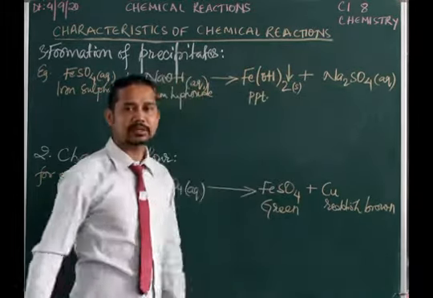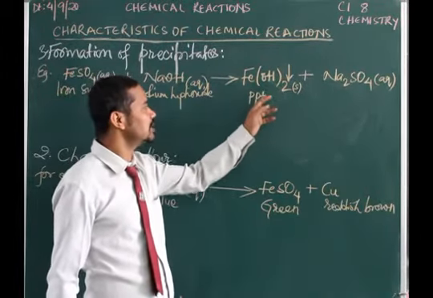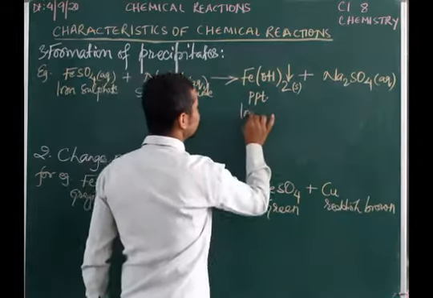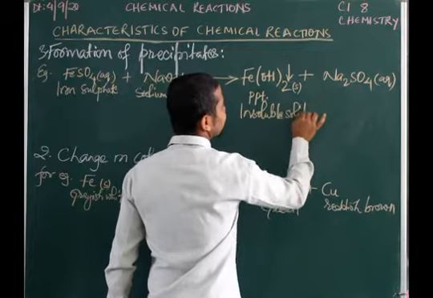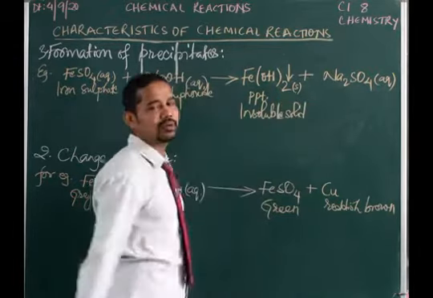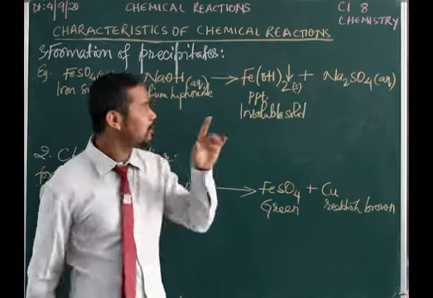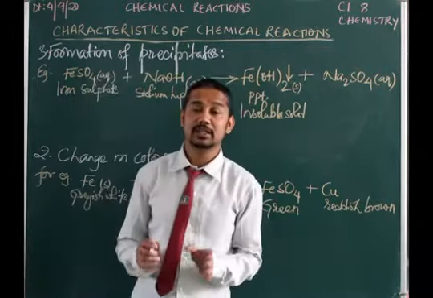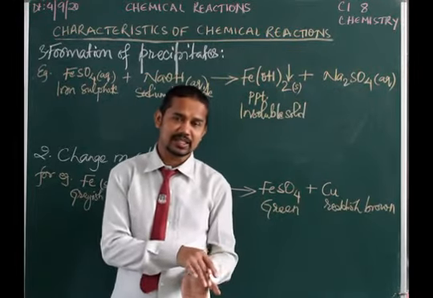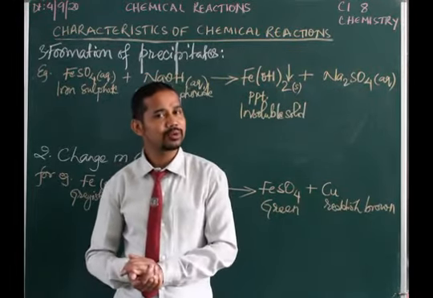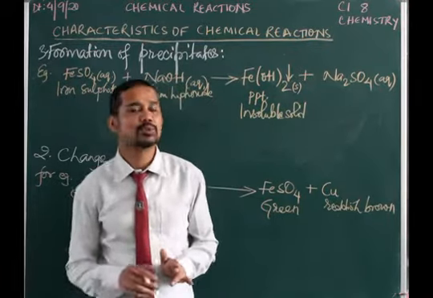And mind one thing, in a chemical reaction, a precipitate or insoluble solid is represented by a downward arrow. Gas is represented by an upward arrow, and formation of a precipitate is represented by a downward arrow. Formation of gas is represented by an upward arrow.